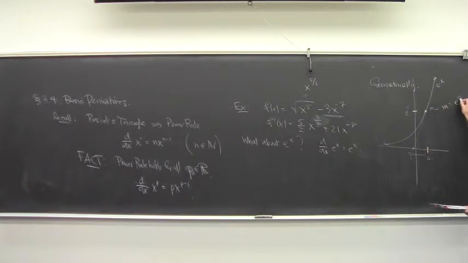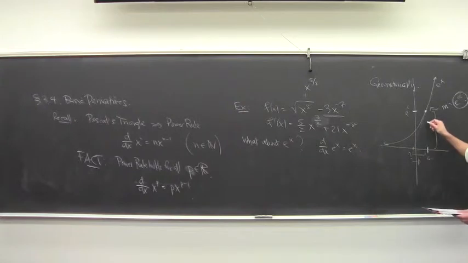Because the height here is e of c, and the slope is e of c. The slope is the rise over the run. The slope is e of c, the rise is e of c, so the run must be 1. Okay, so this length is 1.